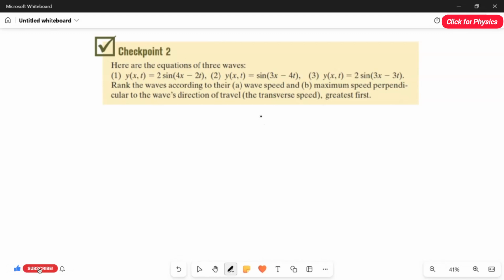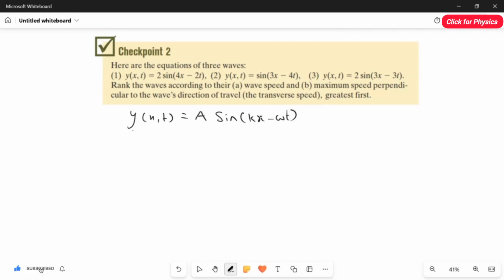Before I write the given three equations, let's write the general form of the wave equation. What we studied from the theory, the general form of the wave equation is given by y of x comma t equals the amplitude of the wave multiplied by sine of kx minus omega t. In the book, in place of a they mention y m. Clear? So y m is nothing but the amplitude.